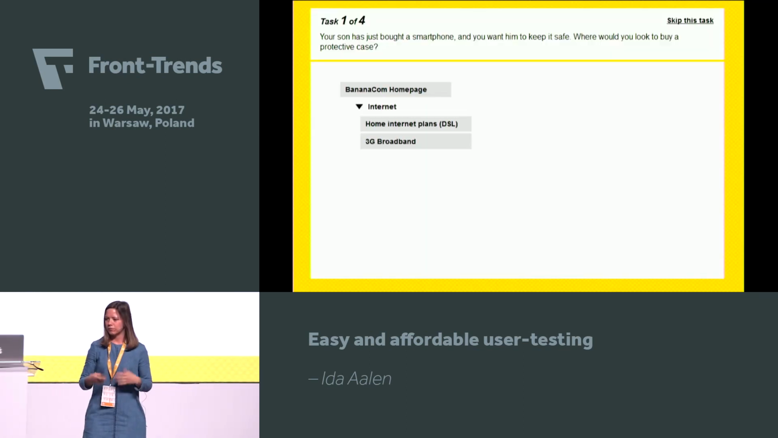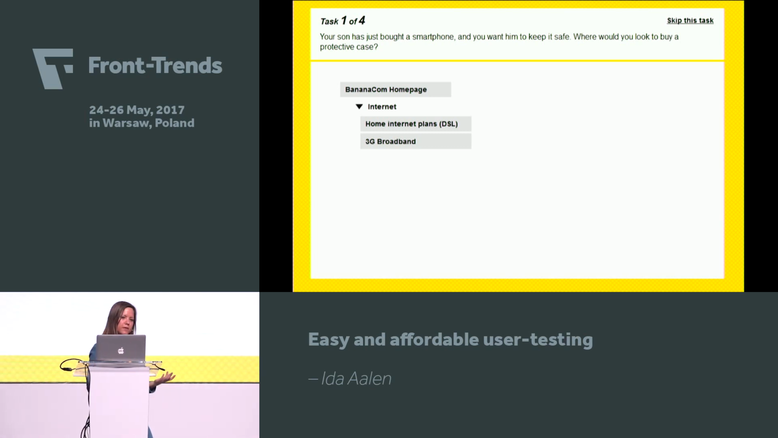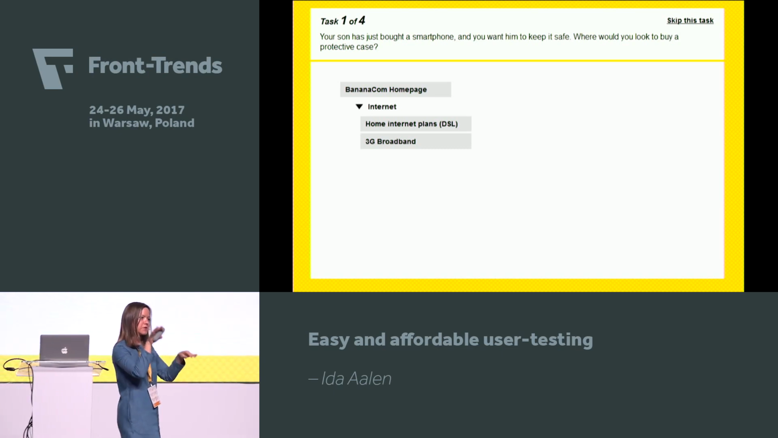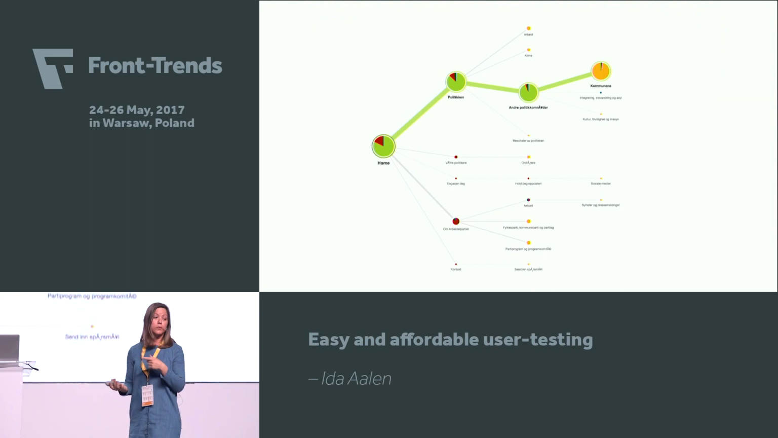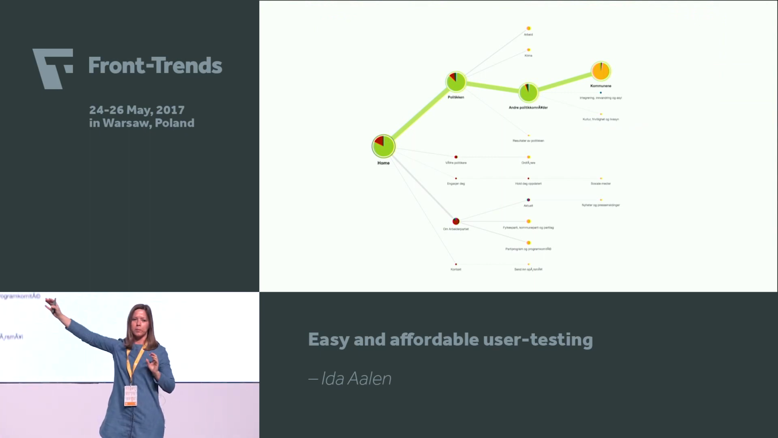So here's the example. Your son has just bought a smartphone and you want him to keep it safe. Where would you look to buy a protective case? And then people search through these menu options and say, I think I would find it here. And afterwards, you get numbers and everything, but my favorite is this, it's called tree jack. So you get this visual map of how people moved.